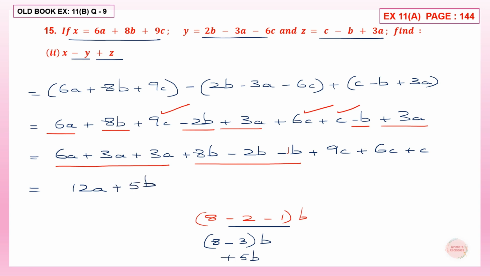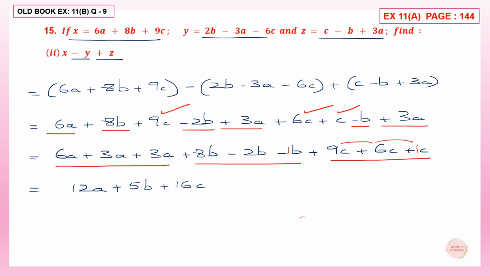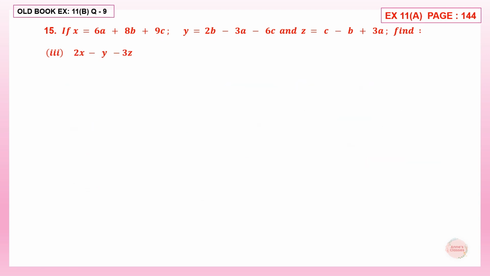So now let's take the c's. 9 plus 6 plus 1. Only the numbers if you take. 9 plus 6 is 15. 15 plus 1 is 16. So that is plus 16c. So we have a final answer, 12a plus 5b plus 16c.